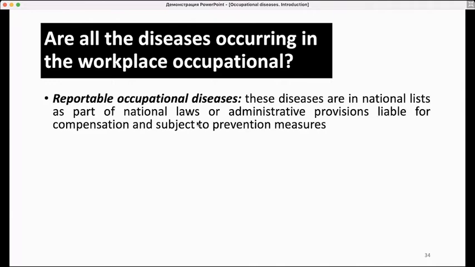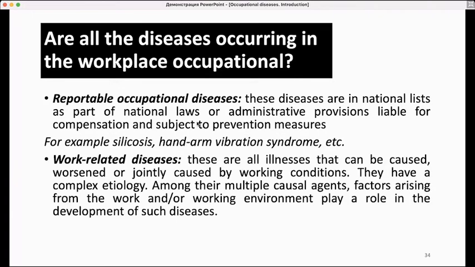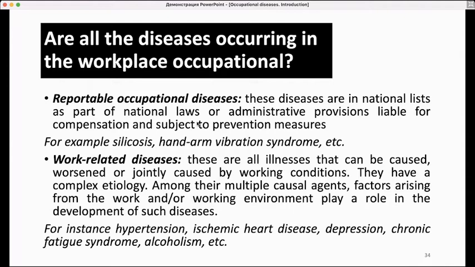Let's answer this. So, generally, we have three types of diseases. First is reportable occupational diseases. Second is work-related diseases. And the third is environmental diseases or non-occupational at all. Again, purely non-occupational diseases, reportable occupational diseases, and work-related diseases that are not occupational in their basis, but they are related to work. What's the difference between them?